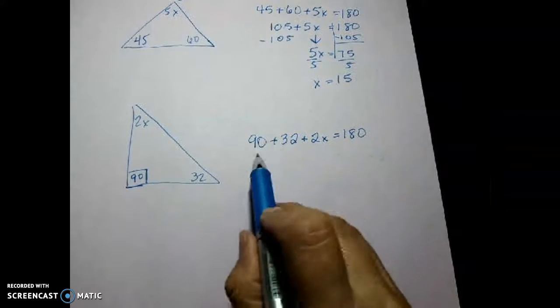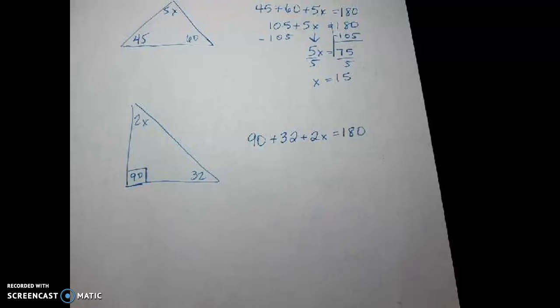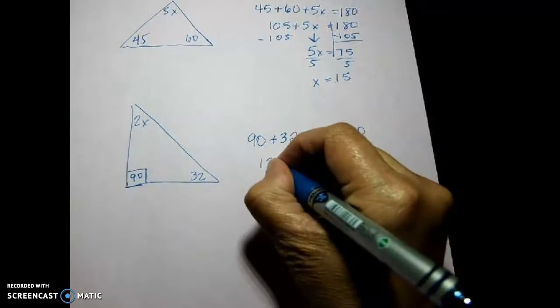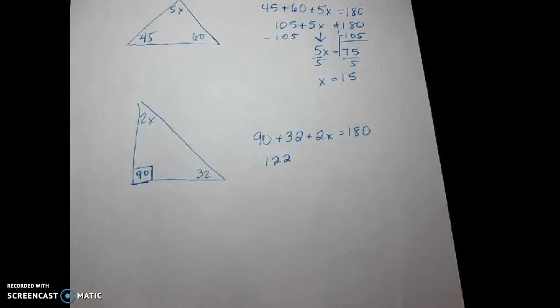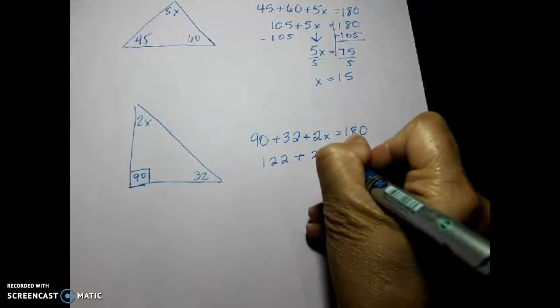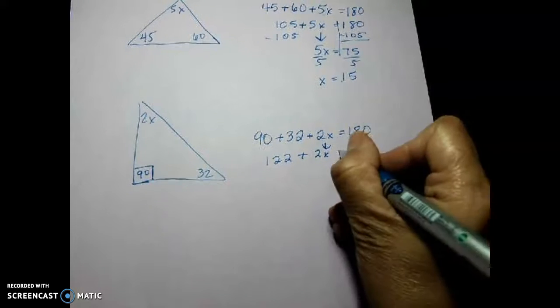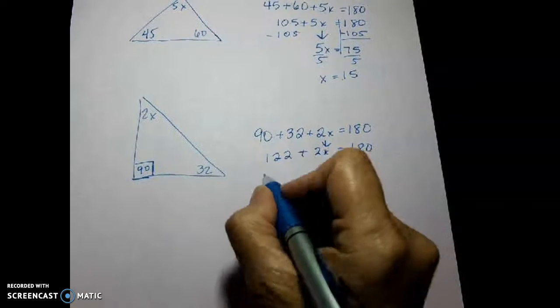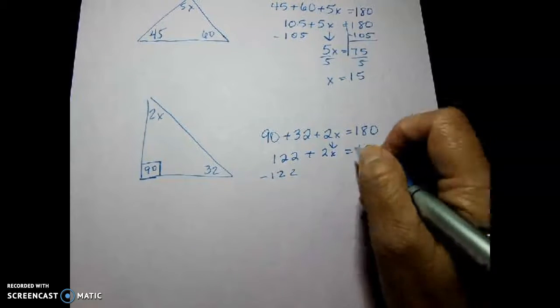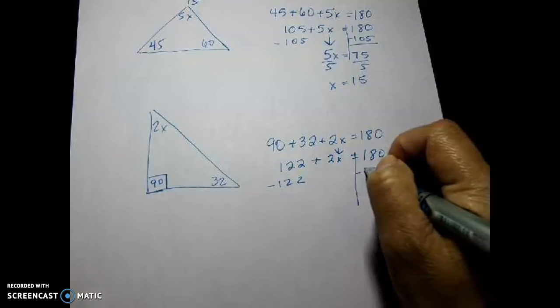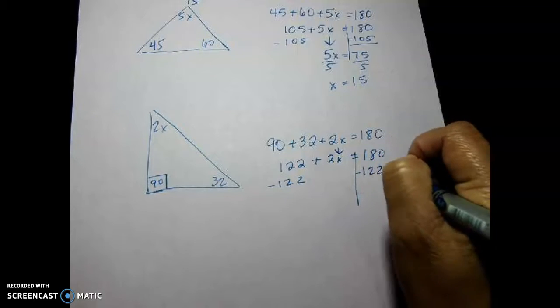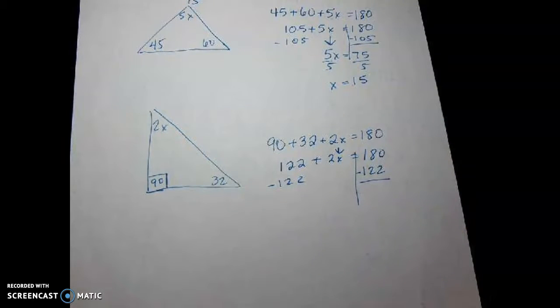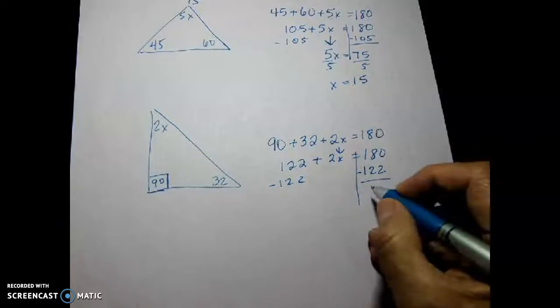So I'm going to add those two. 90 plus 32 equals 122. Bring the 2x down equals 180. All right, just like solving equations, I'm going to do the opposite and take it to the other side. So 180 minus 122. 180 minus 122 is 58.